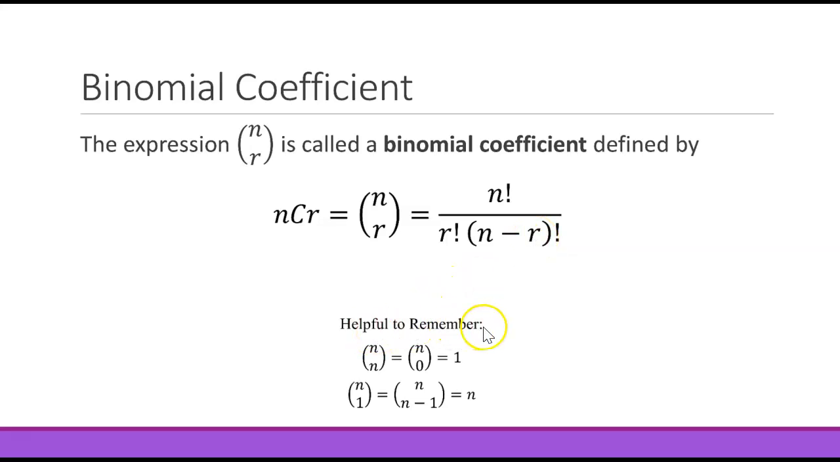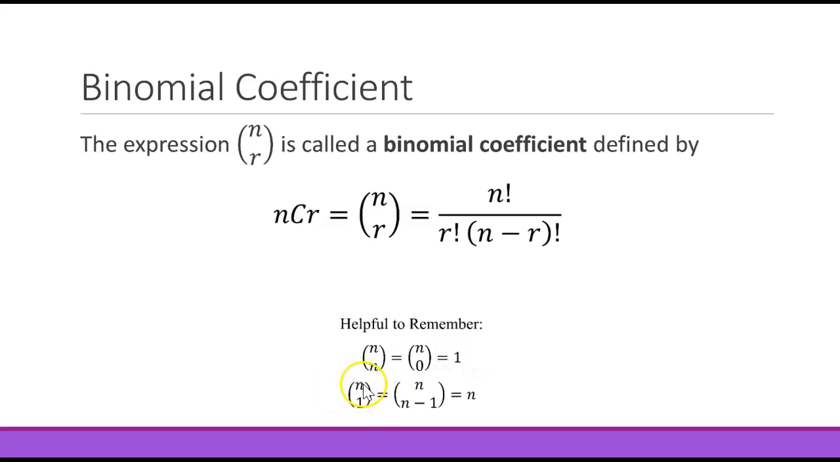It is helpful to remember that if you're doing n choose n, so if you have the same number on the top and on the bottom, or if you're doing n choose 0, the answer to that is just going to be 1. So you can always apply this formula, but it's going to be helpful to remember this. n choose n or n choose 0 always gives us 1.